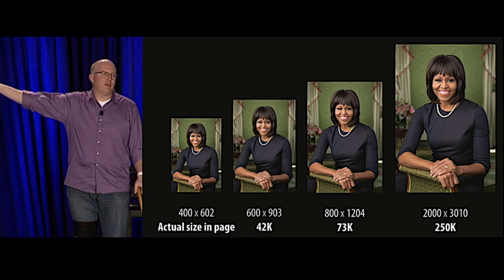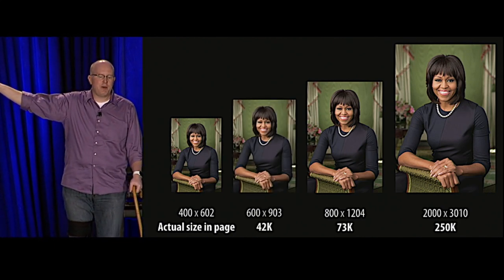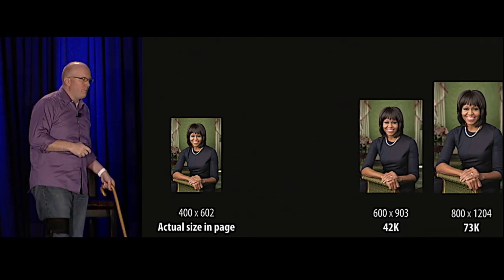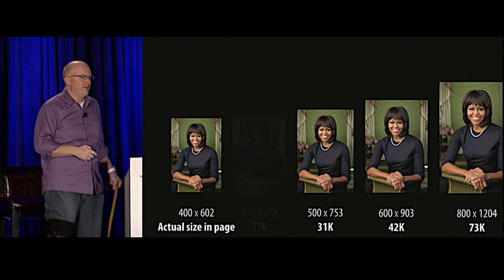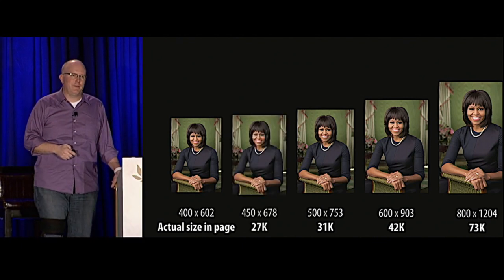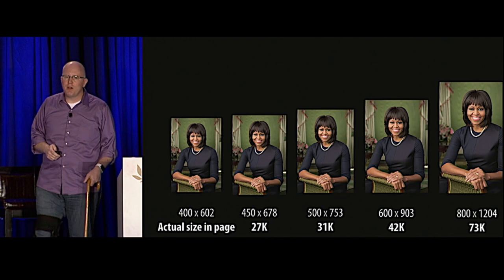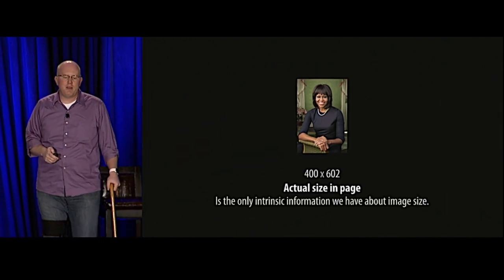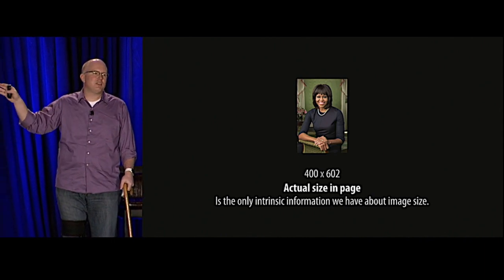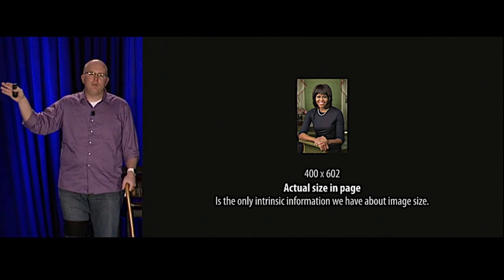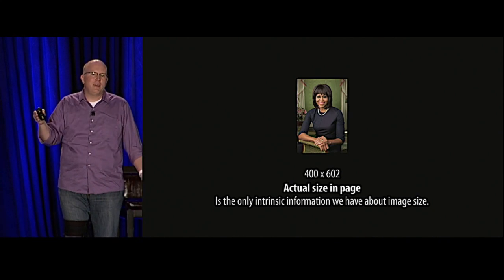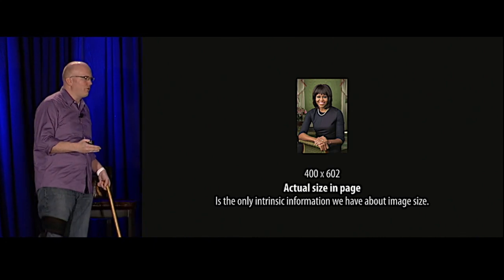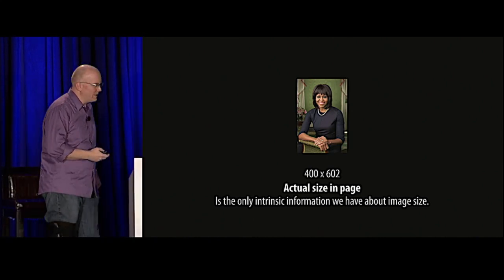And we could do 600. That'll be great too. Actually, that's even better because now it's 42K instead of 73K. Awesome. But what about if we did 500 or 450? And you can just keep going. And sooner or later, you realize that the only thing you can say about this image is that the actual size of the image in the page is the only thing that you know. Any other size that you pick is too big. But we can't have an infinite number of image sources. So how do we make this decision?